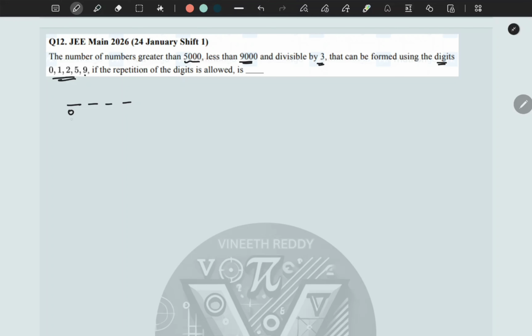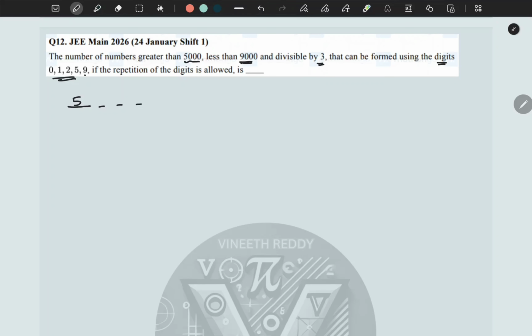Can the first digit be 0? No. Can the first digit be 1? No. Why can the first digit not be 1? Because the number should be greater than 5000. Can the first digit be 2? No. Can the first digit be 5? Yes. Can the first digit be 9, dear students? No, because the number should be less than 9000. That means the first digit should definitely be 5.